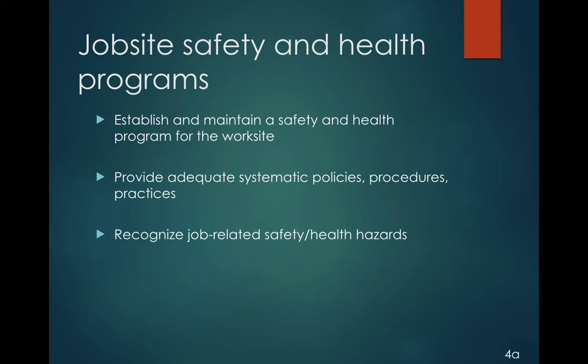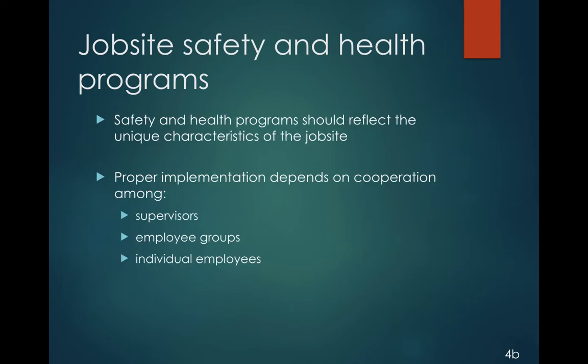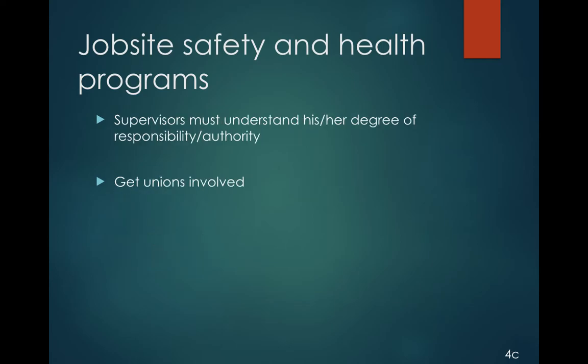Job site safety and health programs. You want to establish and maintain a safety and health program for the work site. Provide adequate systematic policies, procedures, and practices. Recognize job-related safety and health hazards. Safety and health programs should reflect the unique characteristics of the job site. Proper implementation depends on cooperation amongst the supervisors, the employee groups, and individual employees. Supervisors must understand his or her degree of responsibility and authority, and you want to get the unions involved as well.